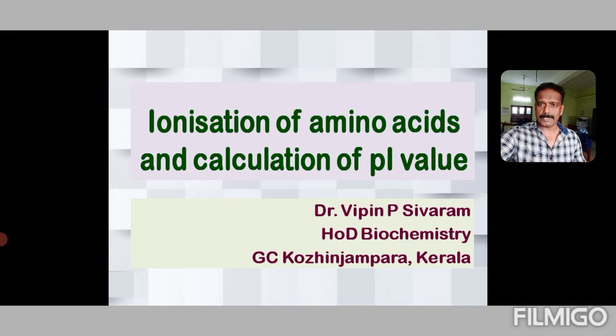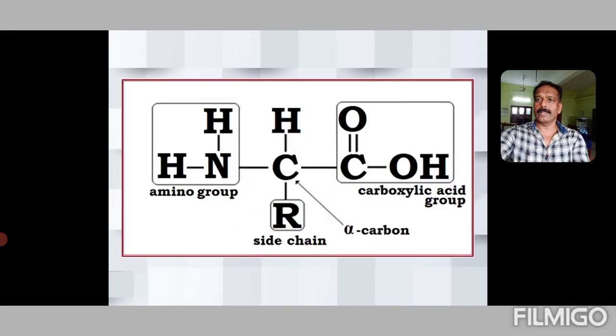Now, what is an amino acid? It's a micromolecule having an amino group and a carboxylic acid group attached to the central alpha carbon. It will also have a hydrogen atom and a side chain, an R group, and the characteristics of the amino acid will depend on the R group.